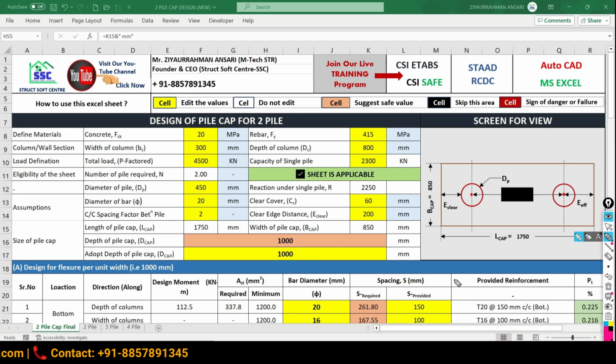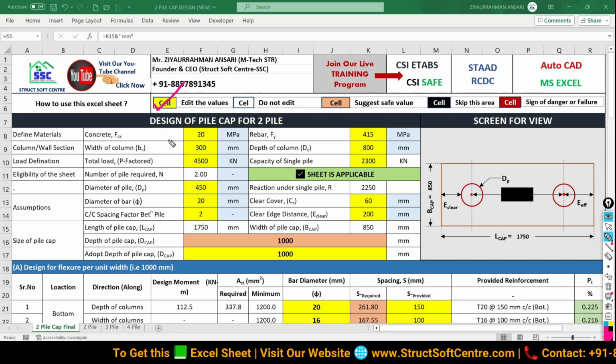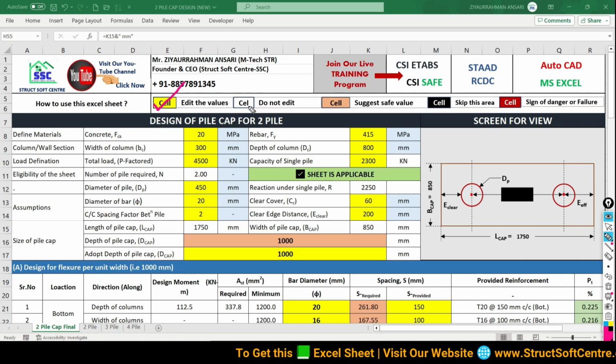How can you use this Excel sheet? First of all, we are trying to understand that. So here it is given how to use this Excel sheet. While using this Excel sheet, you have to edit the values only in yellow cells. In white cells, you don't need to do anything because the formulas are already fitted there.